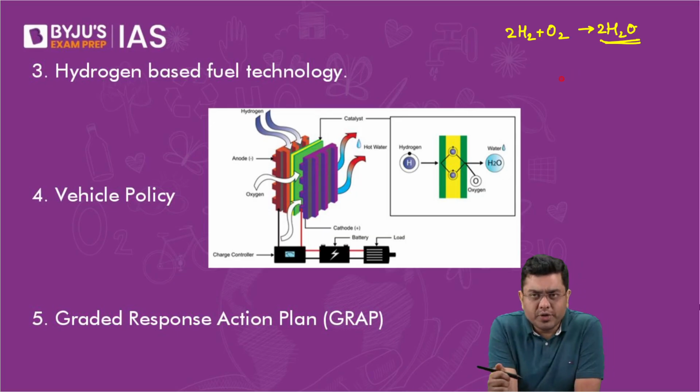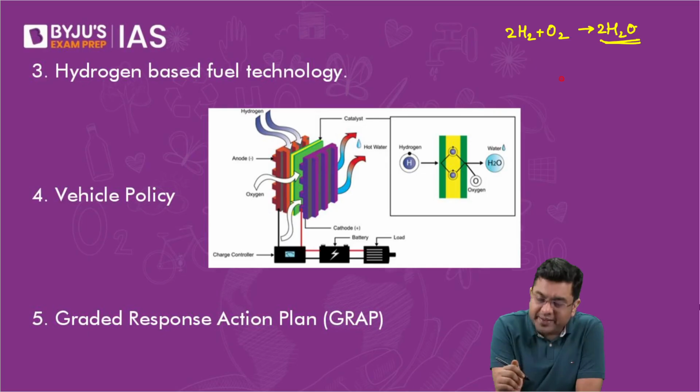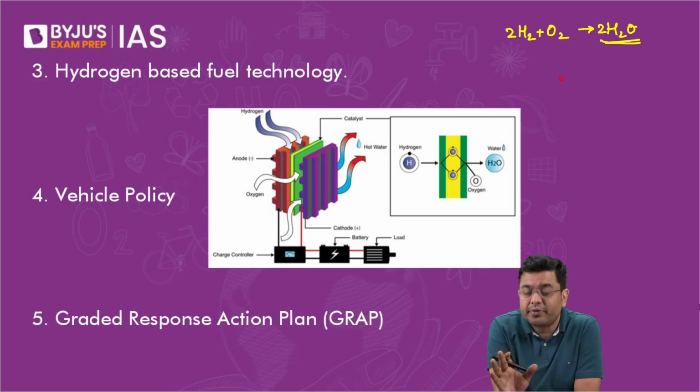What is green hydrogen? You would have studied in science and tech. So green hydrogen is basically the hydrogen which is produced by the process of electrolysis, where the energy for that electrolysis process is provided by renewable sources, right?